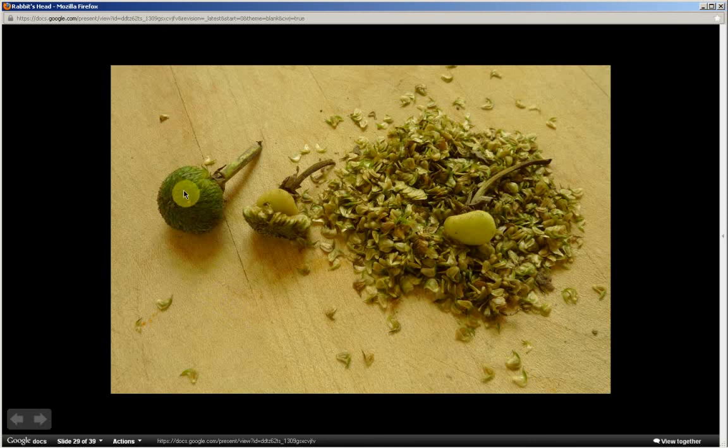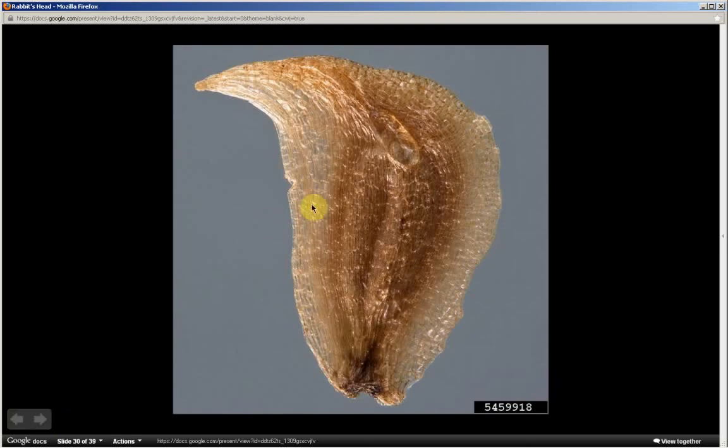Upon ripening, this fruit easily shatters. You can even demonstrate this by crushing this fruit in your hand. This is a close-up where there's a pointed beak, the seed is flat, and they have wings around the edges here.